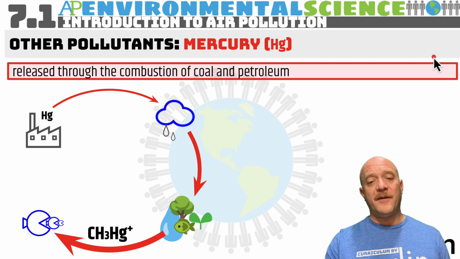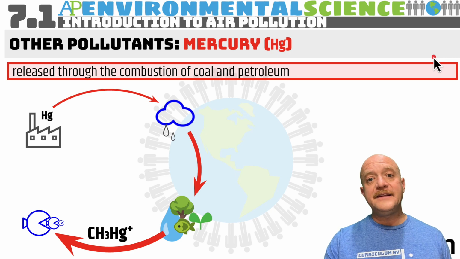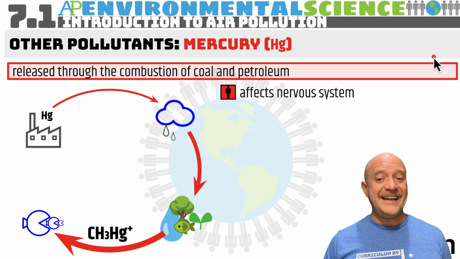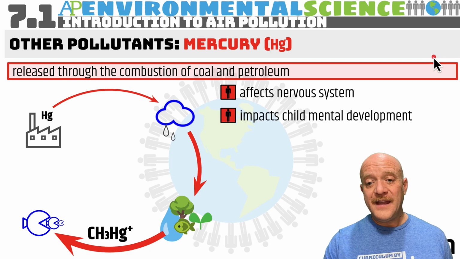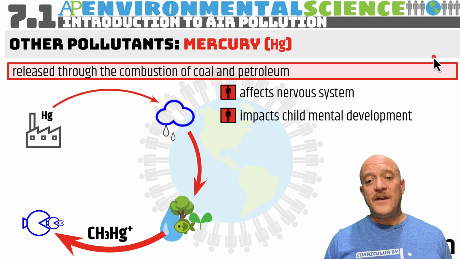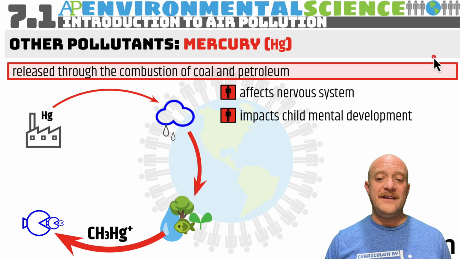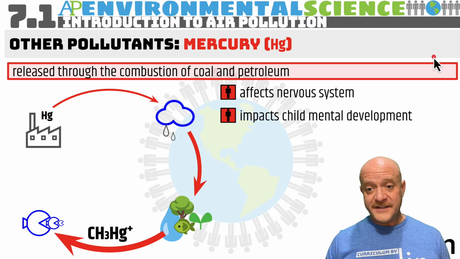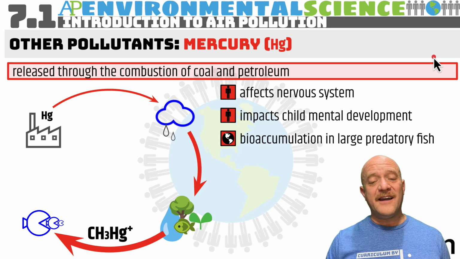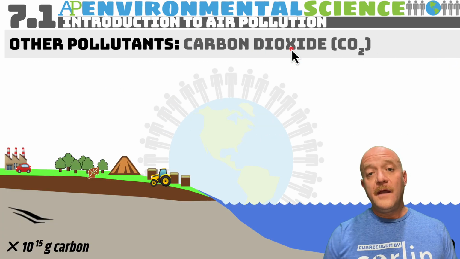And it can build up or bioaccumulate in the tissues of larger fish. So for starters, it impacts the nervous system. It can also impact a child's mental development. So if you consume a lot of mercury when you're pregnant, you could impact the neurological development of your unborn fetus. Now, it can bioaccumulate in large predatory fish. Fish like tuna have high levels of mercury in them.